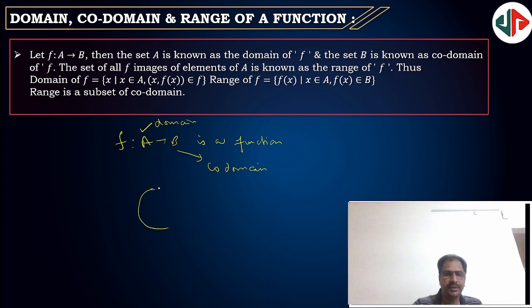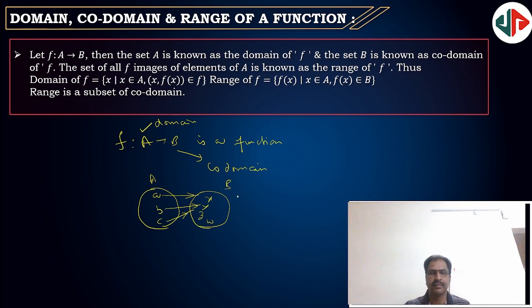Then what is meant by range? Already we know what is meant by image. Let us say A is associated with X, B is associated with Y, C is also associated with Y. What are the images here? X is the image of A, Y is the image of B, but Z and W are not images of any elements.